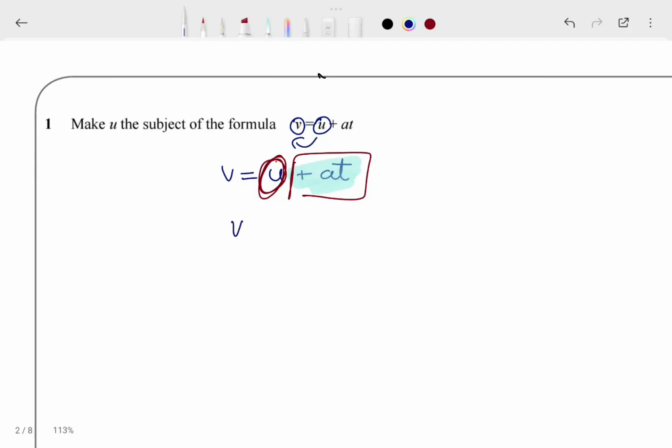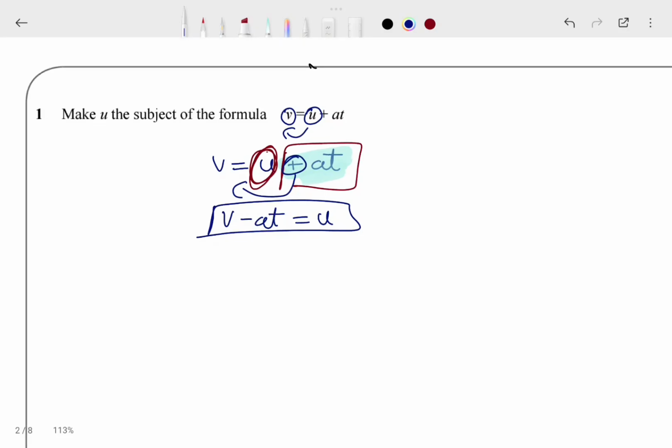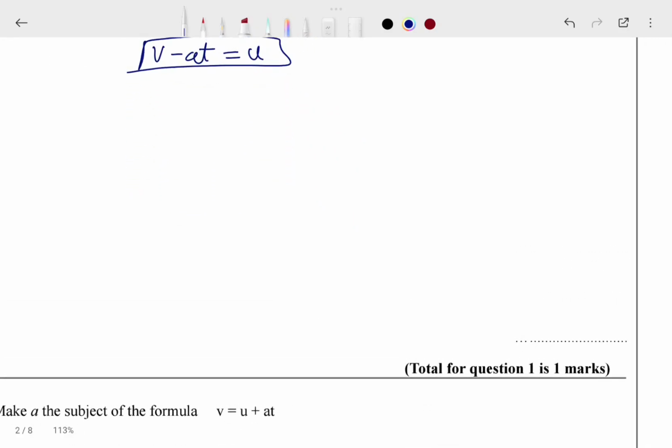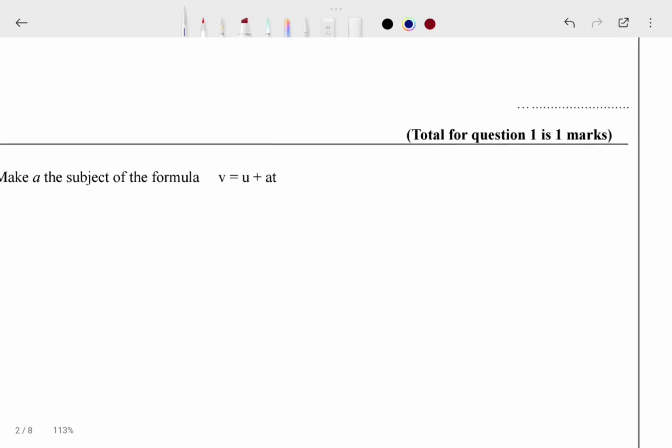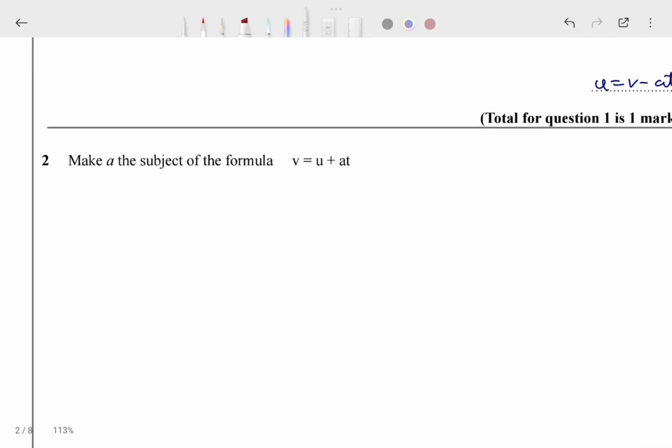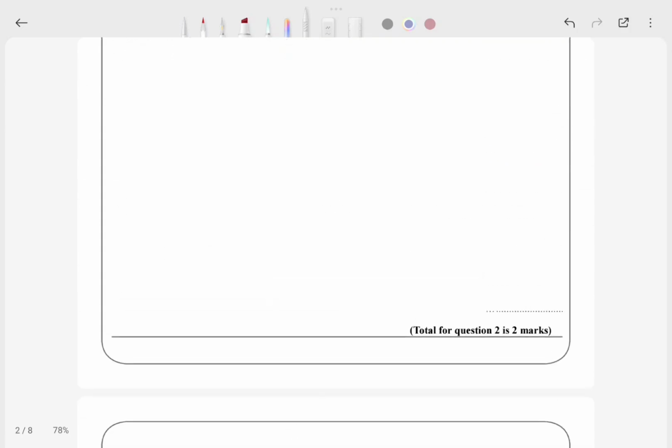So what I can do is take this 80 to the other side, so this positive will turn into a negative, equal to u. Hence this is your answer, and this question is for 1 mark. So u is equal to v minus 80. Now let's do a bit harder question.